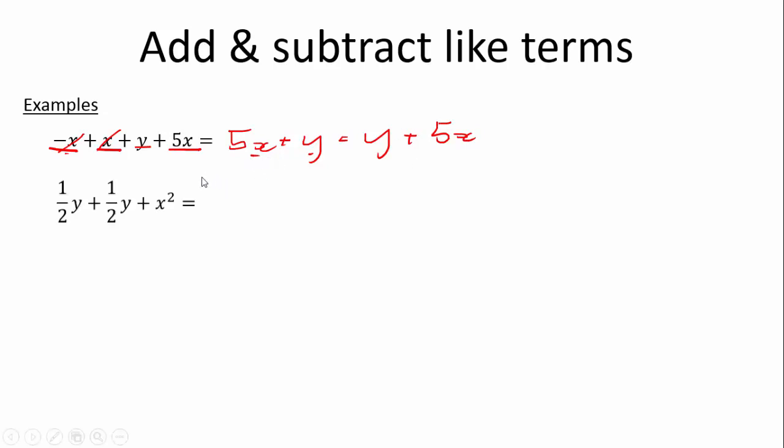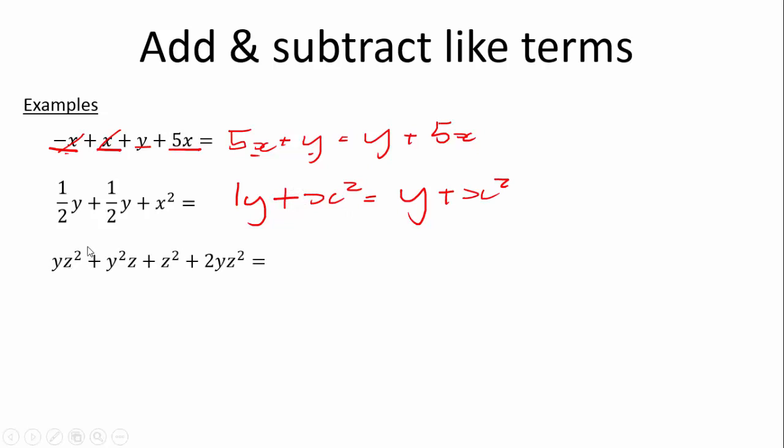What about a half y, plus another half y, plus x squared. Okay, so a half plus a half is simply equal to 1y, not y squared because you're adding them, plus x squared. So that is equal to y plus x squared.